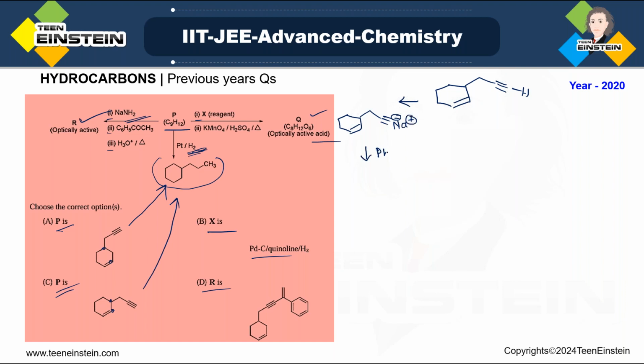Now the next reagent is PhCOCH3. So this negative charge over carbon can attack here, and you will get OH, CH3, Ph, right? And here you already have this, sorry, one carbon I have missed here. It will be like this. Now, the next reagent is H2O plus heat. That means here OH will be removed, dehydration will be occurring.